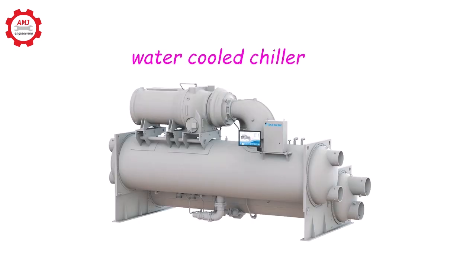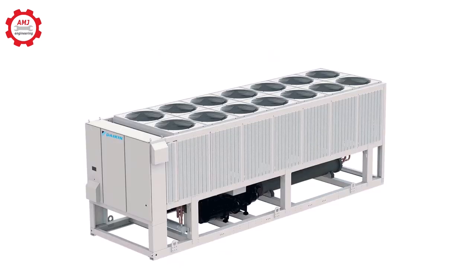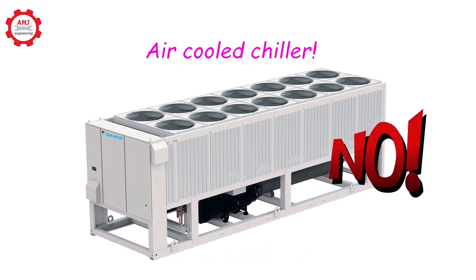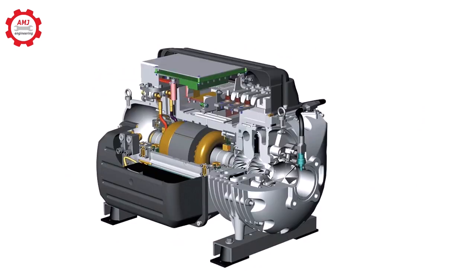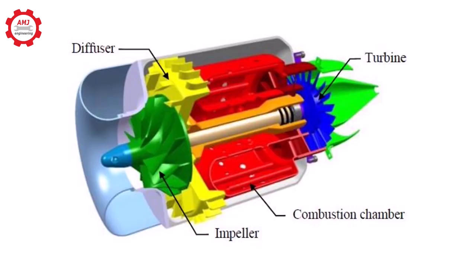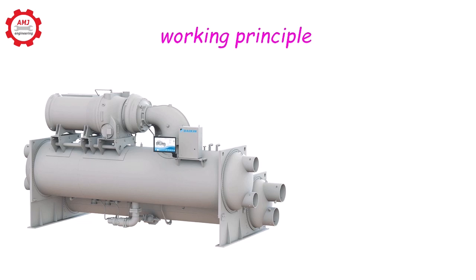Centrifugal compressors. The majority of centrifugal chillers are water-cooled, and are often used for medium to large cooling loads from 200 to 6,000 tons of refrigeration. You will rarely find a centrifugal compressor in air-cooled chillers. Centrifugal compressors are usually driven with electric motors, but it is also possible to drive chillers directly with reciprocating engines, combustion, or steam turbines. What about the working principle of centrifugal compressors?